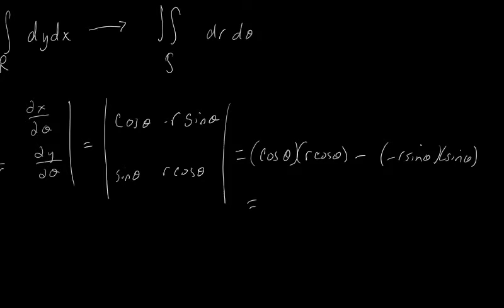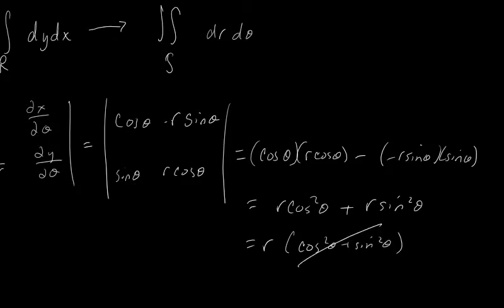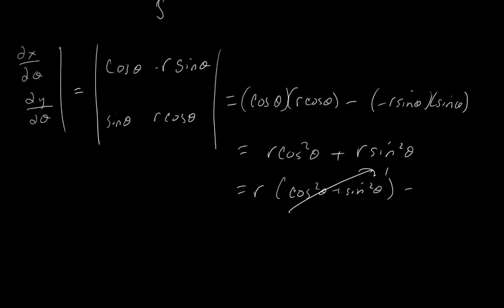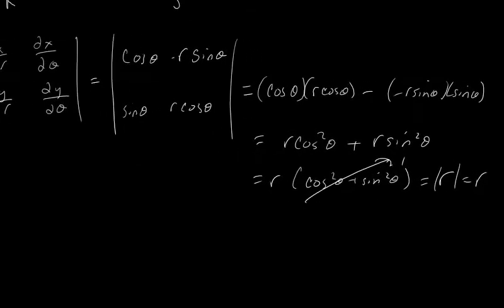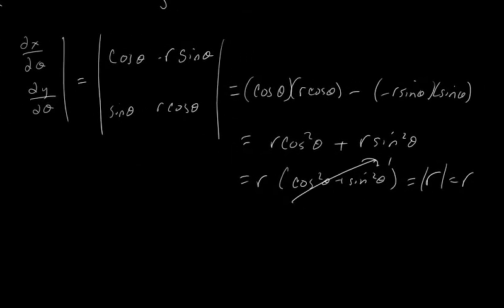Okay, so that's equal to r cosine squared of theta plus r sine squared of theta. Factor out the r, and we get r times cosine squared theta plus sine squared theta, which is 1. We should all know that. So we get r, absolute value of which will be r. So we find then that our Jacobian for this change of variables is r. And there you can see analytically where we're getting the r dr d theta. If anyone asks you where r dr d theta comes from, you tell them the Jacobian.